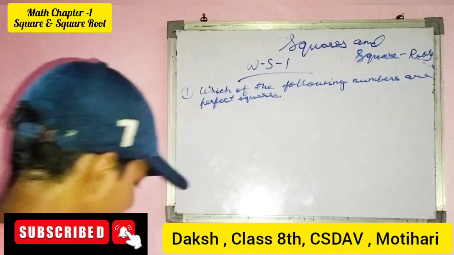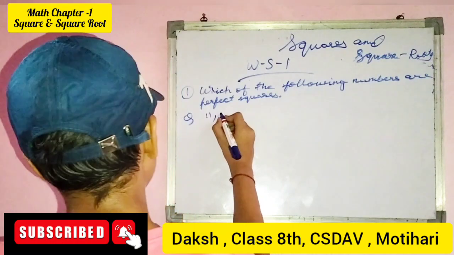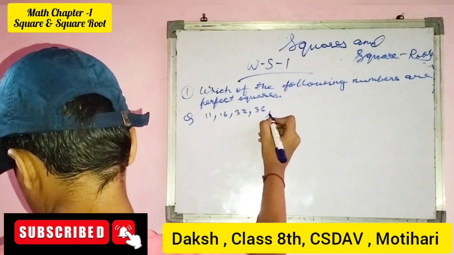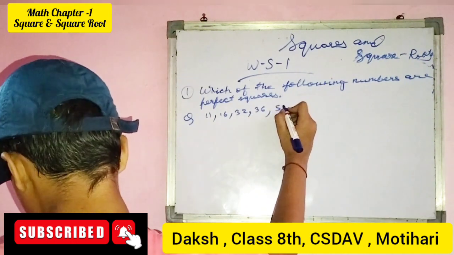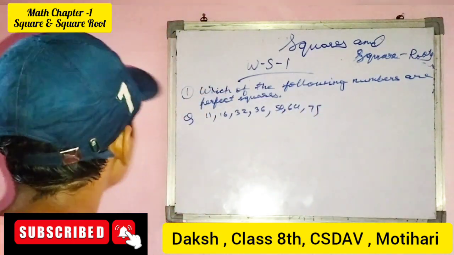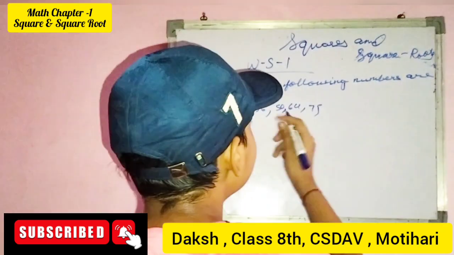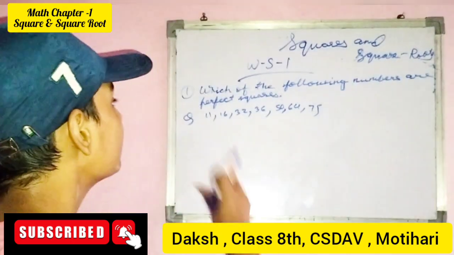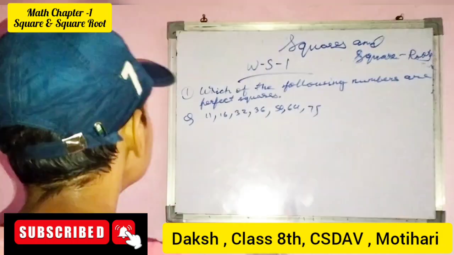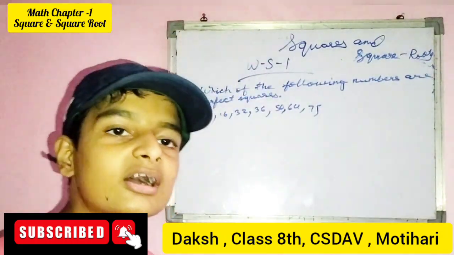So the following numbers given here are 11, 16, 32, 36, 50, 64, and 75. Now we need to take out which of the following numbers are perfect squares. We studied a method in which we can figure out if a number is a perfect square or it is not. So the method was to take out the prime factors and then pair the numbers, and if they occur in pairs, it will be a perfect square.